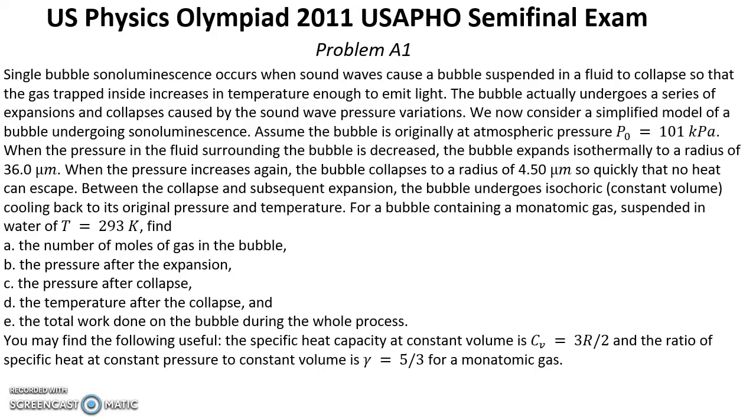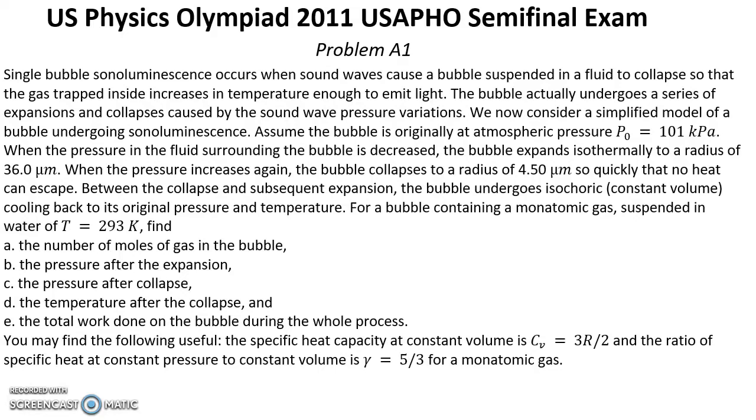pressure and temperature. For a bubble containing a monatomic gas suspended in water of temperature T equal 293 Kelvin, find A. The number of moles of gas in the bubble. B. The pressure after the expansion. C. The pressure after collapse. D. The temperature after the collapse. And E. The total work done on the bubble during the whole process.